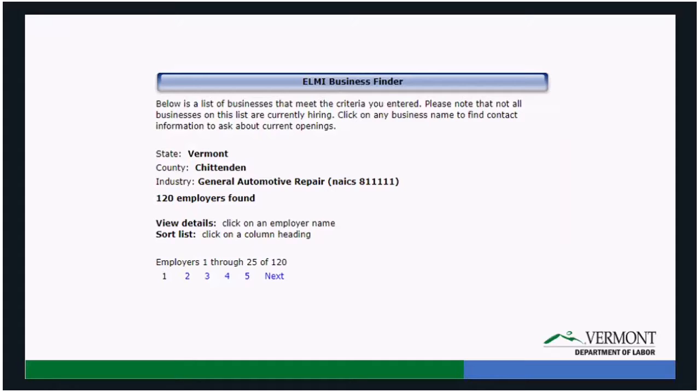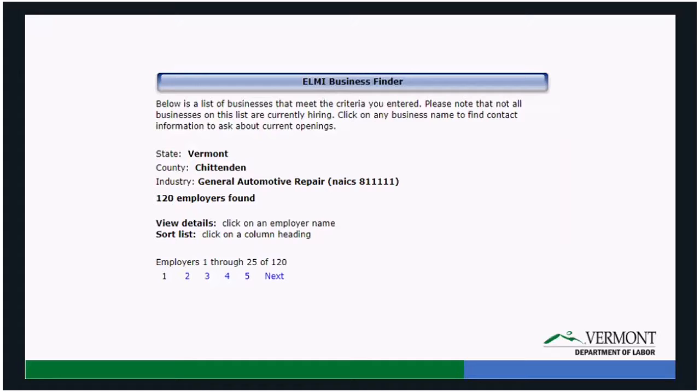For example, if you look under general automotive repair in Chittenden County, you will find that there are 120 firms in Chittenden County that do general automotive repair. And if you click further through that, you can find the names, the contact information, the address, the phone numbers for each one of those firms.